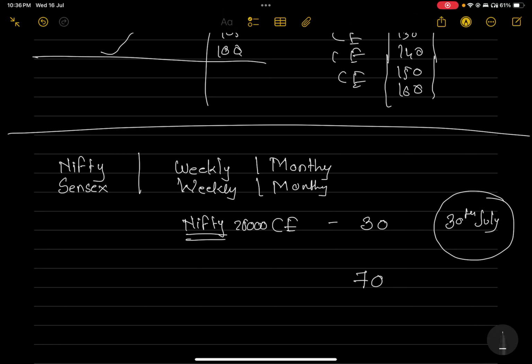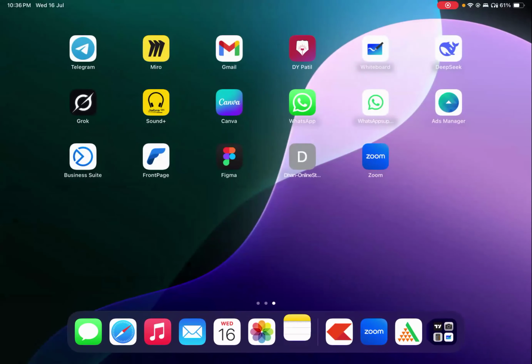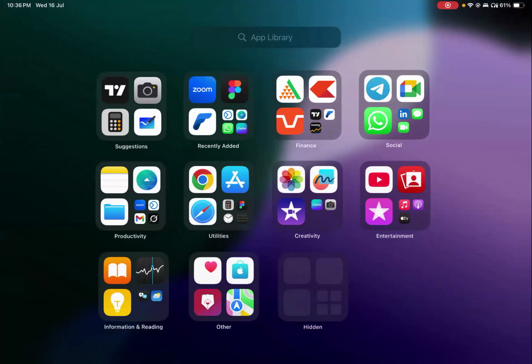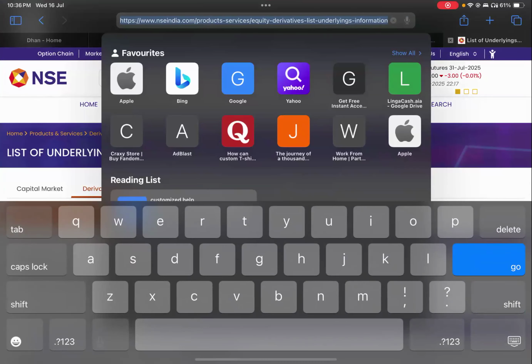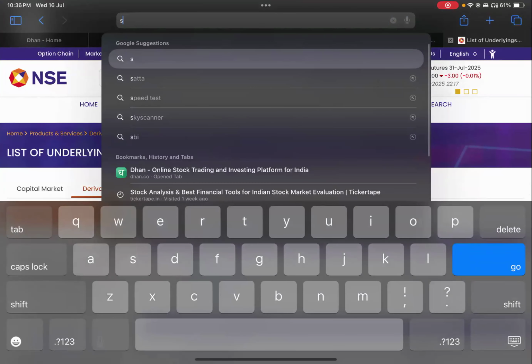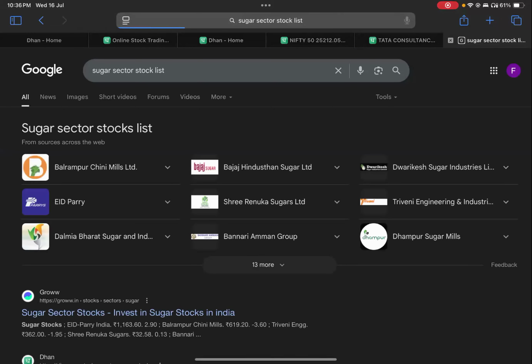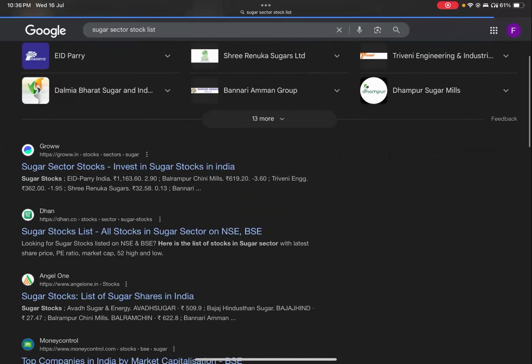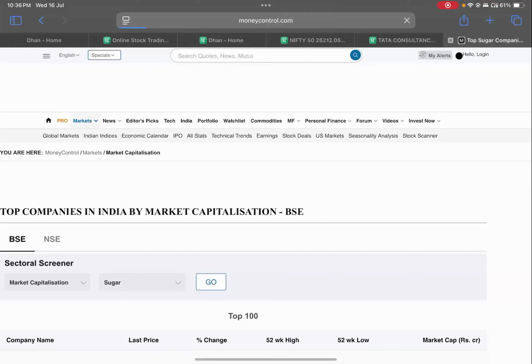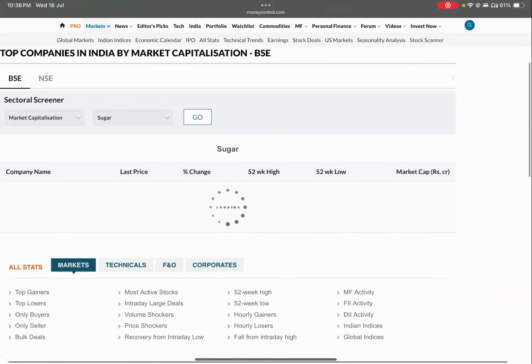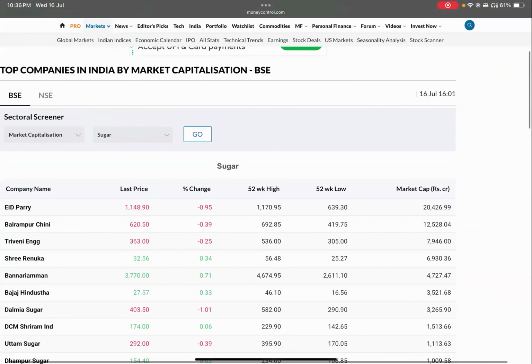Tap on that. Just go and Google it, guys. Look what I'm sharing over here. So here, if you just type sugar sector stock list, see how many stocks we got? Everyone, come to Money Control directly if you want. See, these are the stocks from sugar companies, guys.